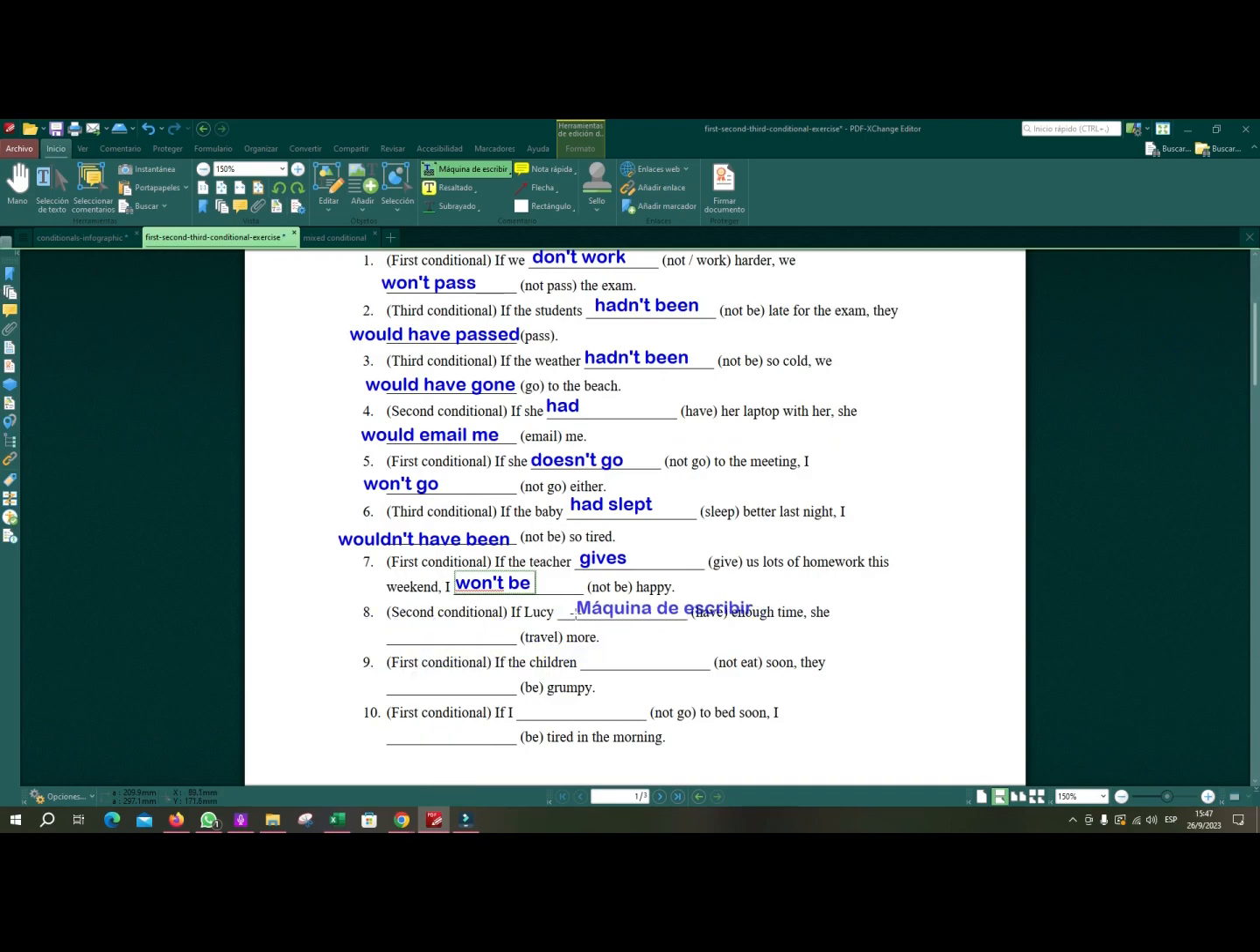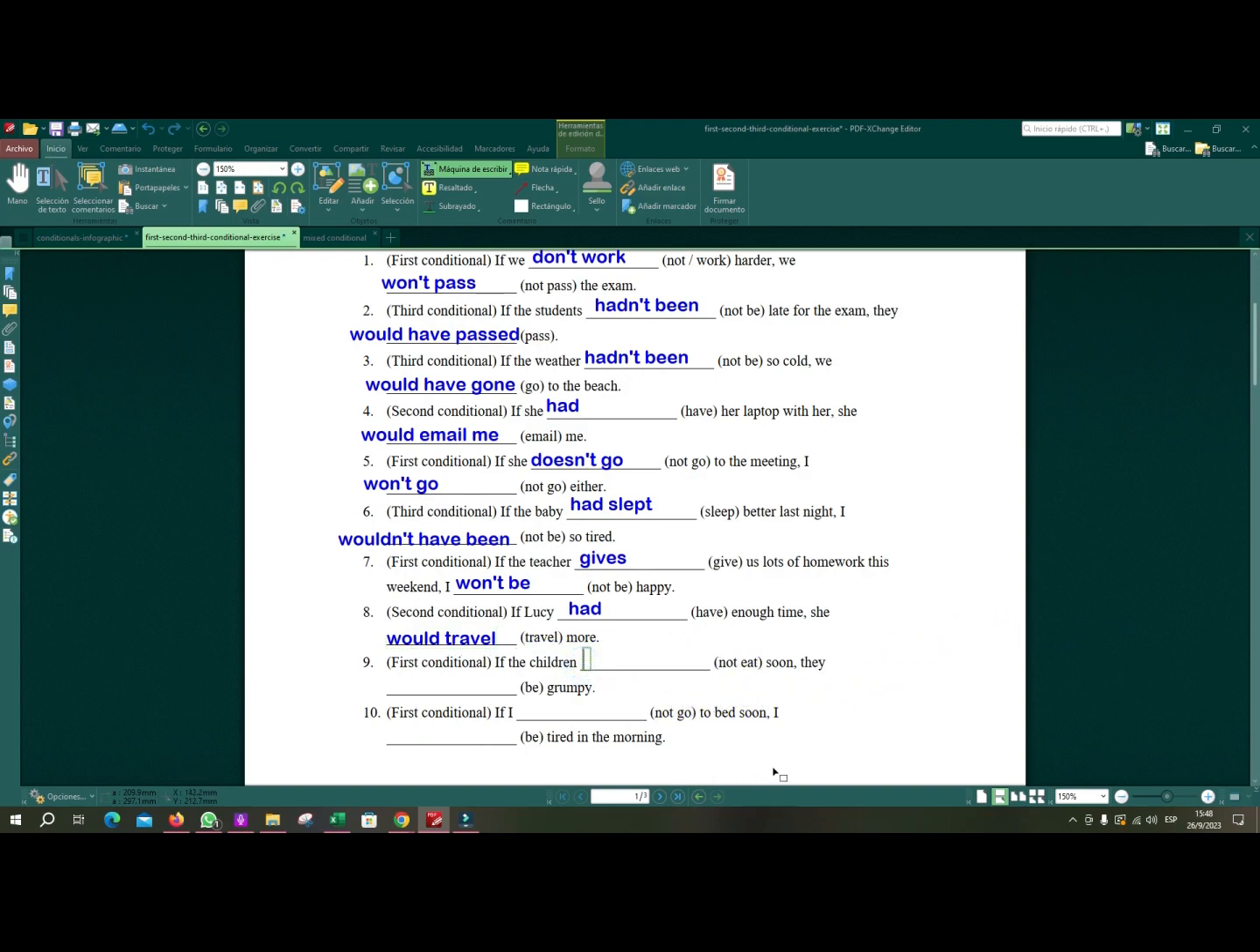Nice. Excellent. What about the second? Oh, this is the second conditional again. So, if Lucy had enough time, she would travel more, right? So if Lucy had enough time, she would travel more, right?